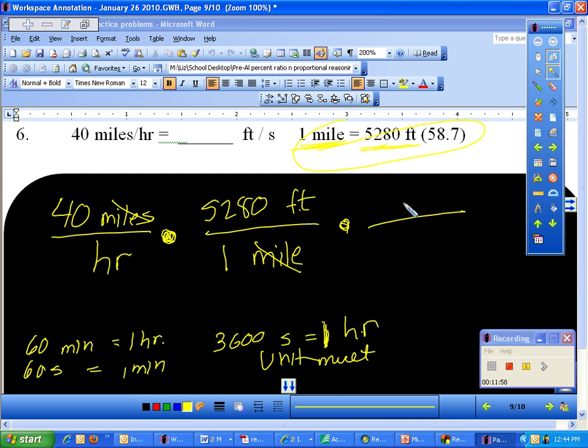Which one's going to go in the top, the 3,600 seconds or the 1 hour? Which one is going to go in the top, Morgan? The 1 hour, so that we can cancel. Since hours are in the denominator here, hours have to be in the numerator here, which leaves the 3,600 seconds in the denominator. So now you've got a couple of different options.